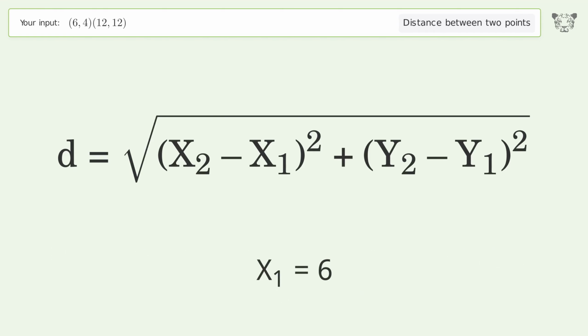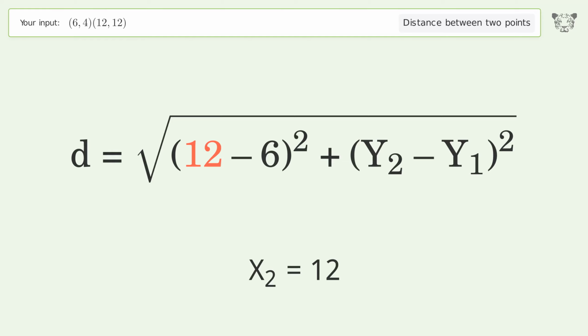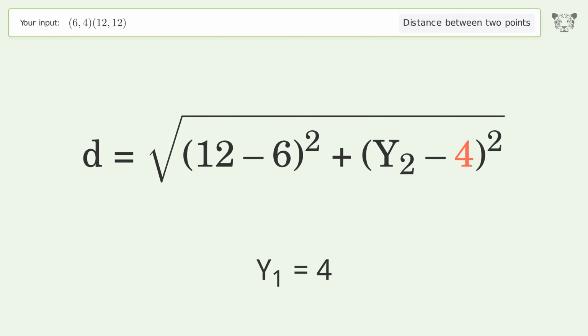x1 equals 6. x2 equals 12. y1 equals 4. y2 equals 12.